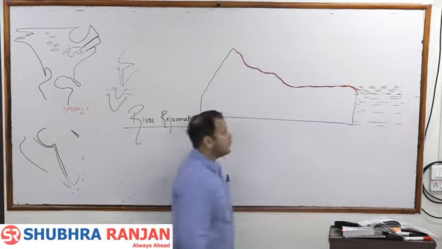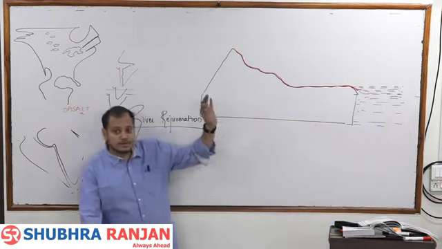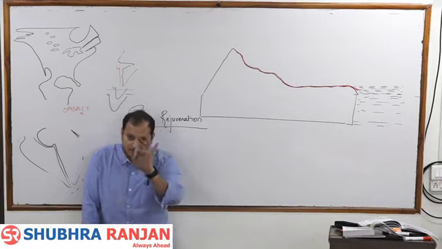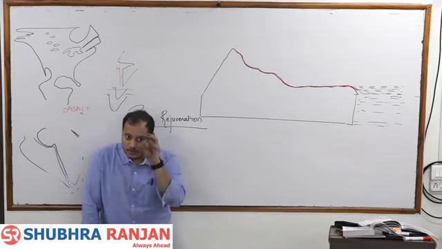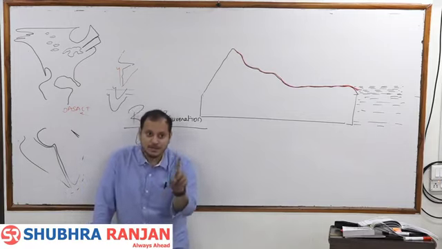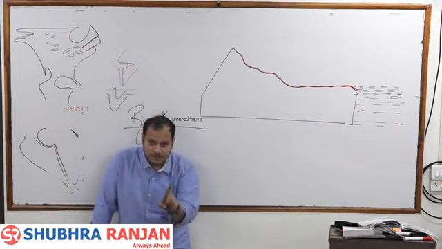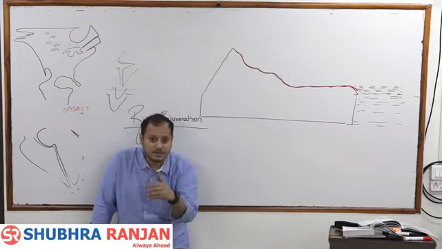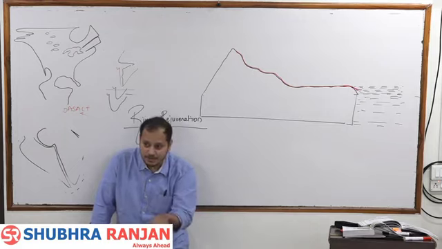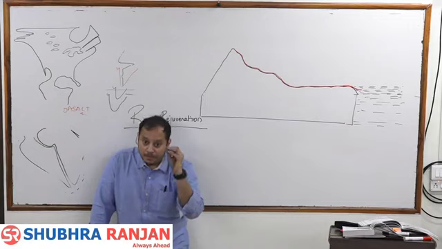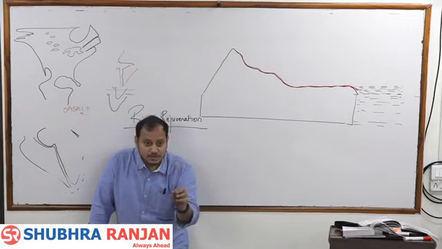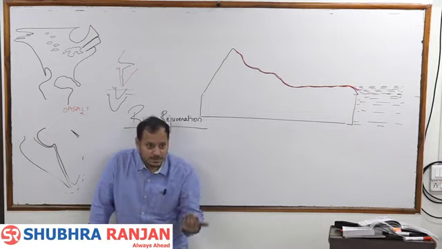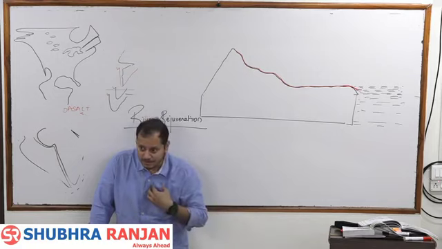Now, for the river to increase its erosion capacity, what should increase? Speed should increase. Speed increases of a river during the floods. And isliye floods mein itna zyada nuksan hota hai because erosion capacity increases. But floods is a very temporary phenomena which occurs every year. Sometimes the speed also increases due to large scale global changes which causes rise or fall in the sea level. Rise in the sea level may be caused due to melting of the glaciers.